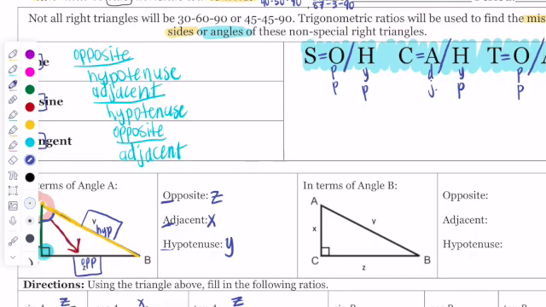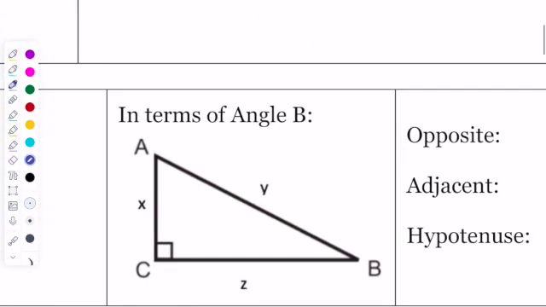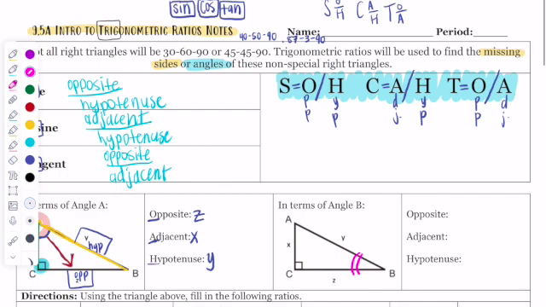Okay? All right, this is the exact same picture, but now instead of approaching this triangle through the lens of angle A, we want to view this triangle through the perspective of angle B. So what stays the same and what changes? Well, first of all, we know that the hypotenuse is by definition always across from the right angle, so this is going to stay Y. The hypotenuse is still Y here.